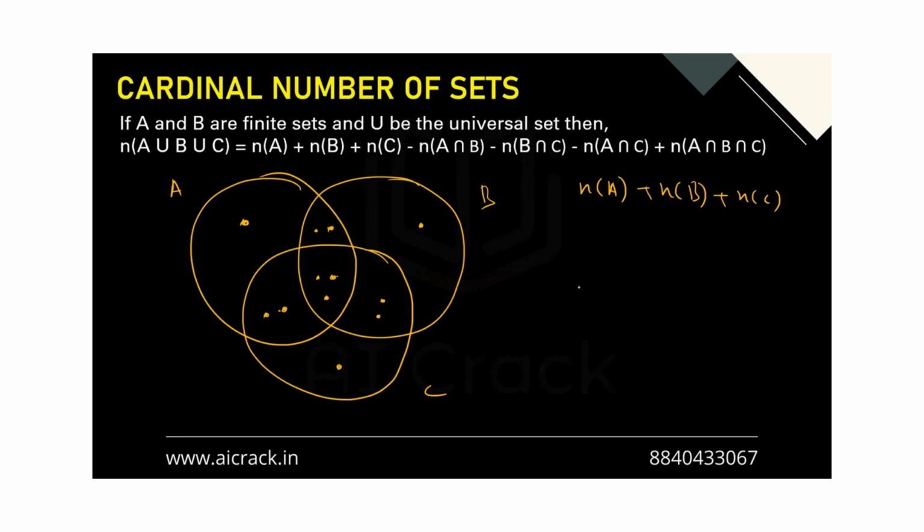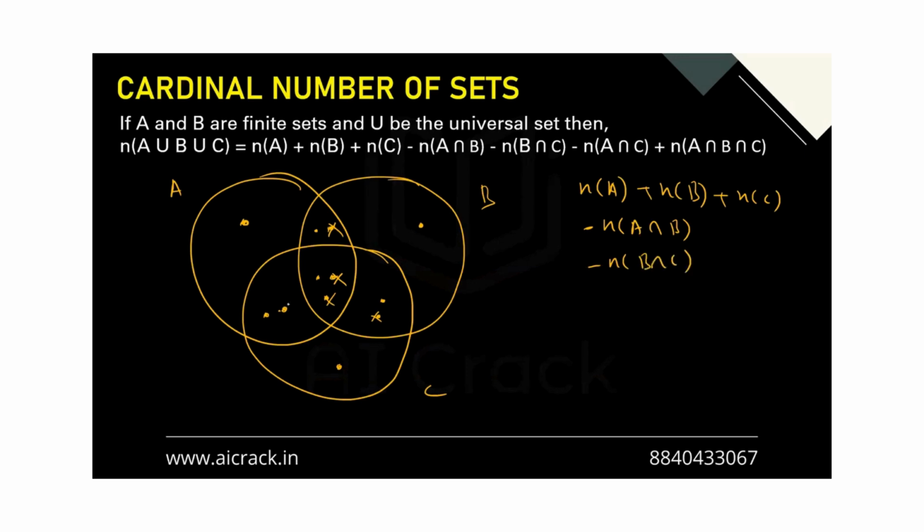So we have to remove all those overlaps. Now, if I want to remove this overlap one single time, I'll have to cross this one and cross this one. That would give me minus n of A intersection B. If I want to remove this one and this entire region, that would give me minus n of B intersection C.